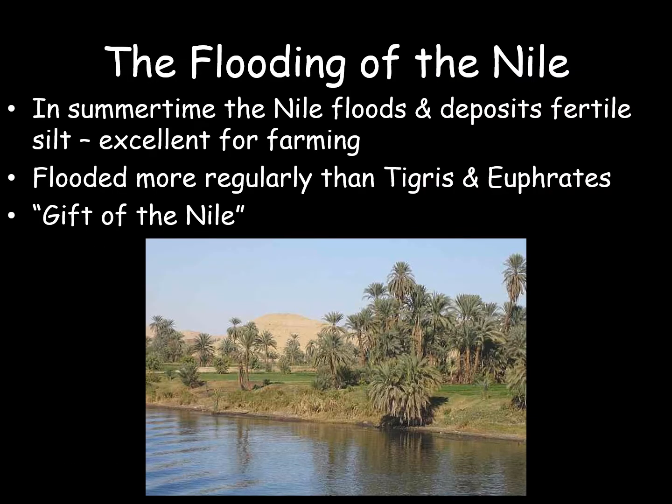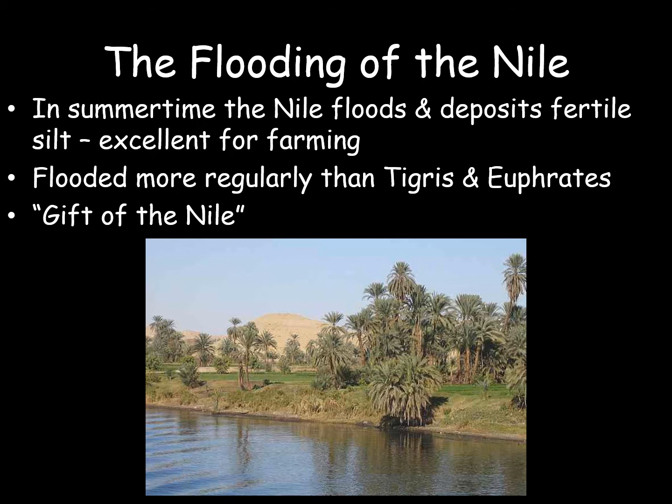Typically in the summertime, between May and August, the Nile River gets very high from the summertime rains, and eventually it overflows. And when it overflows, it floods, and it floods yearly. Every year when it floods, it deposits fertile silt. We learned about silt before when we talked a little bit about the Tigris and the Euphrates River. Silt is excellent for farming. Flooding occurred more regularly on the Tigris and Euphrates, but the silt is known as the gift of the Nile.